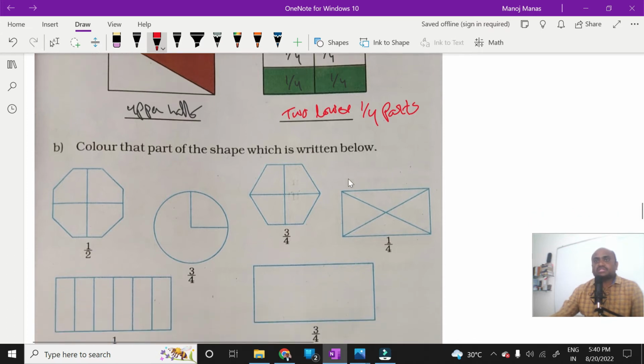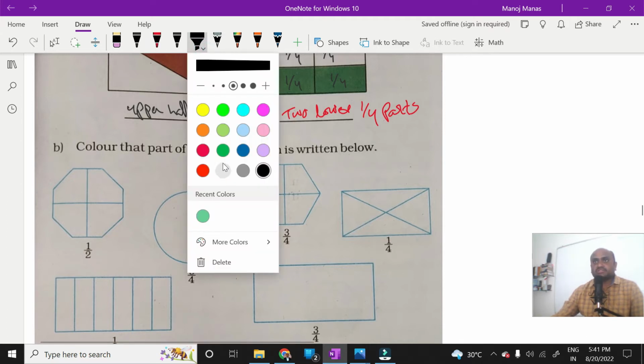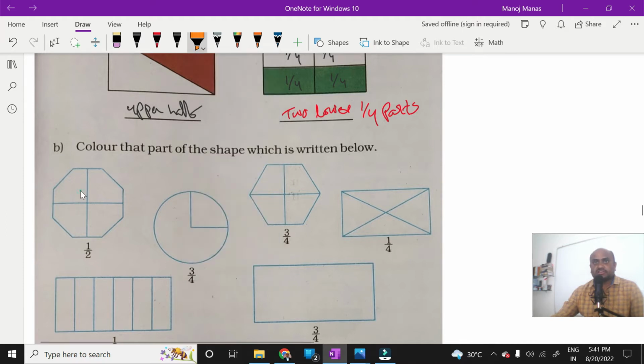Now coming to coloring that part of the shape which is written below. In order to color, we will be using different color combinations. First we will start with this question. We are supposed to color it in such a way that half of this shape is colored. You have to choose which half. It's up to you. There are two halves. This is one half, this is another half, this is the third, and this is the fourth. You can choose any half and color it.